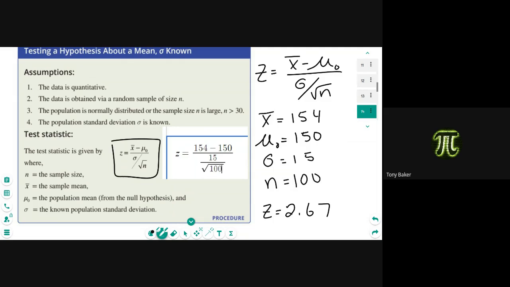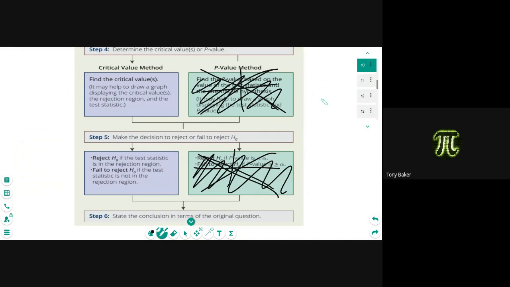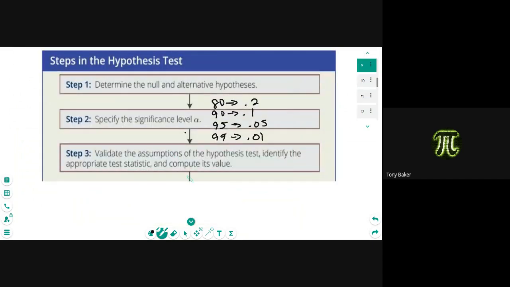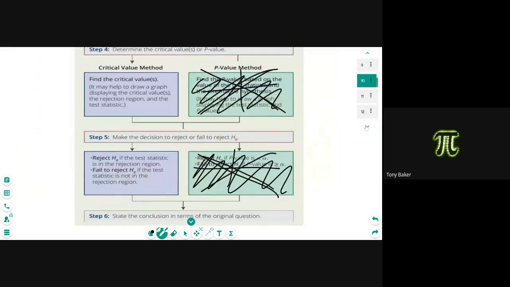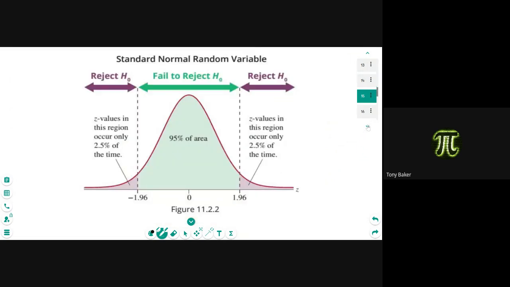So that is my test statistic. We have done steps 1, 2, and 3. We've determined our hypotheses, we've found our significance level, and we've come up with our test statistic and computed its value. We haven't determined the critical value yet. That's the next step.